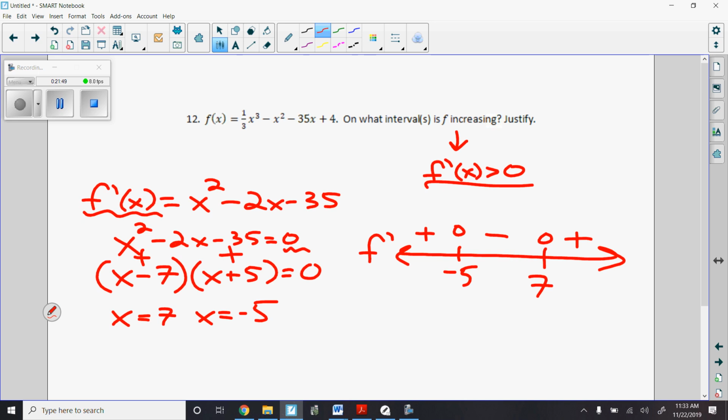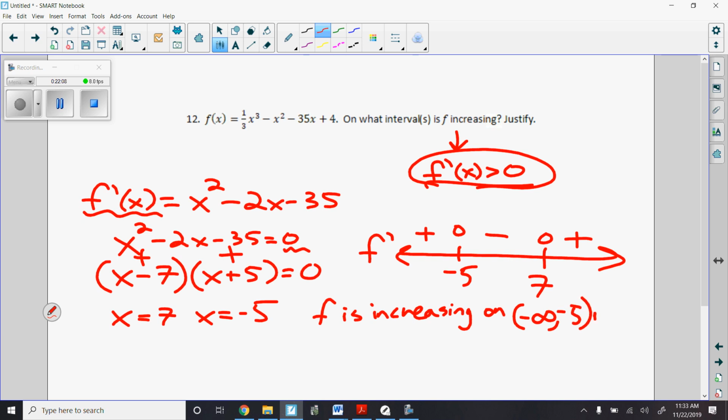Okay, now I just have to report the regions where f prime is positive, right? So I have the region on the left, right? So I'm going to say f is increasing on the interval -infinity to -5, union 7 to infinity. So that's my interval. My justification then is because that's where f prime is positive.